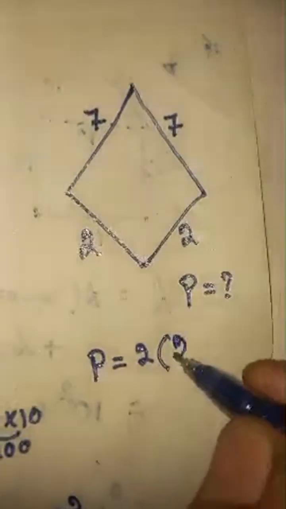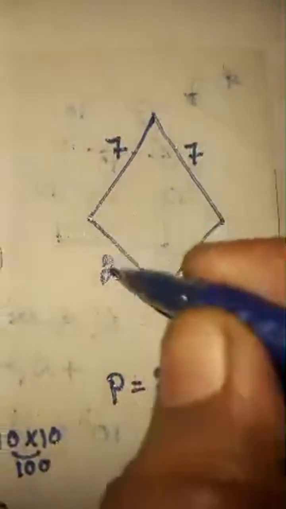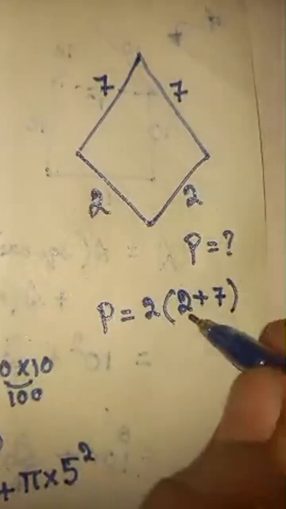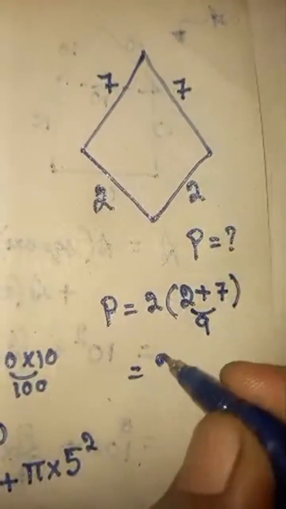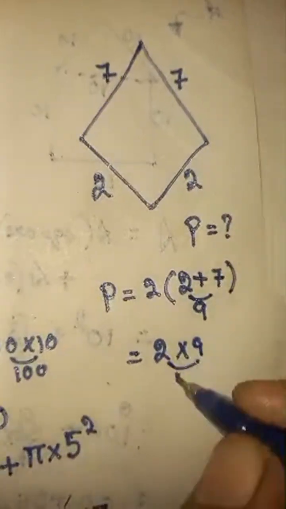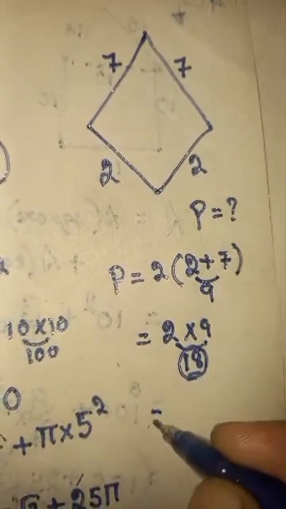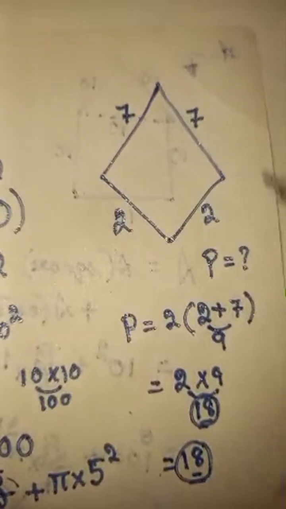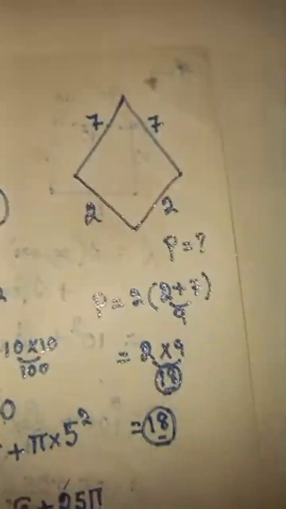So this becomes 2 plus 7, the below side and the above side. 2 plus 7 means 9, so this is 2 times 9, which becomes 18. So 18 units is the perimeter of this kite.